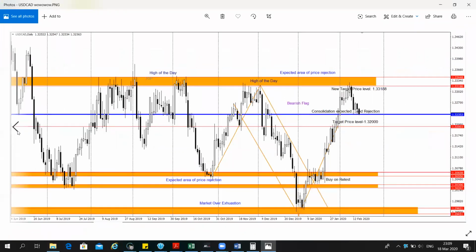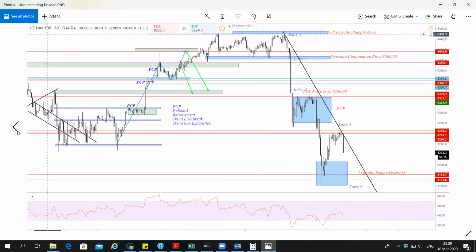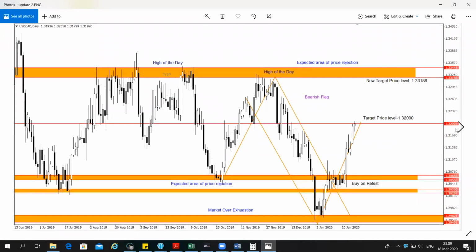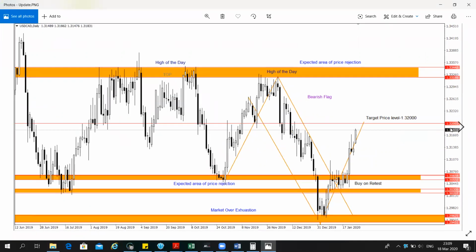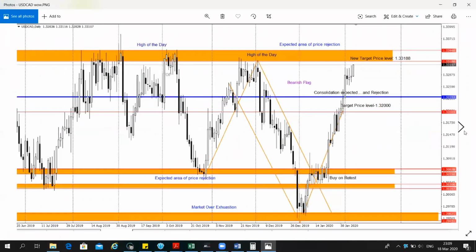Man, I did that, I bought, then guess what happened? First movement, immediately buy on retest. It shot up, hit the take profit, the 1.3200. And then what happened again? Okay, that was the first one. The second one, this is the second one, that was the third one. Hit the take profit, broke above the take profit, then reanalyzed.